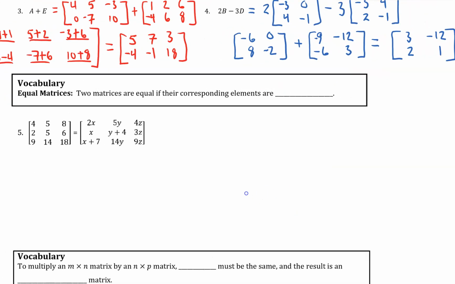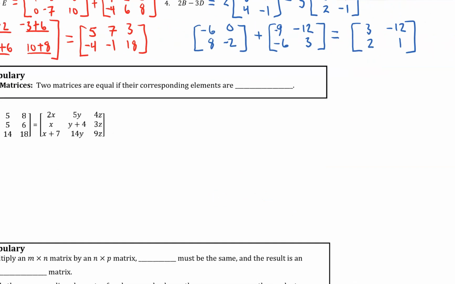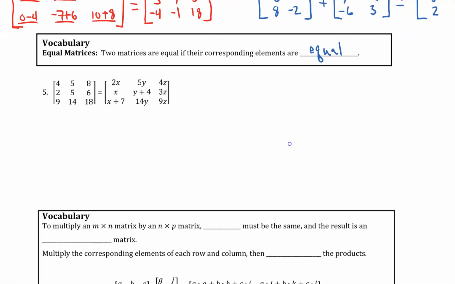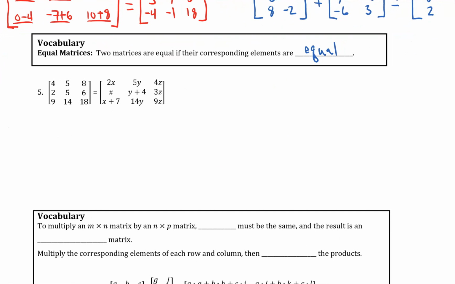All right, vocabulary, equal matrices. Two matrices are equal if their corresponding elements are equal. Hence the reason we call them equal. So if we're going to do one like this, it says that we have one matrix on the one side of the equality that says 4, 5, 8, 2, 5, 6, 9, 14, 18.